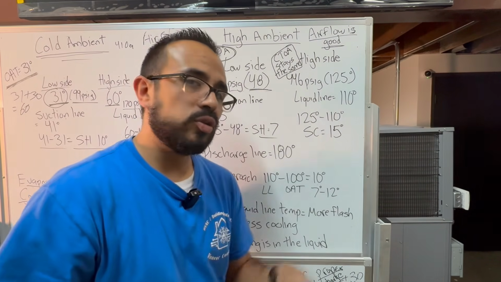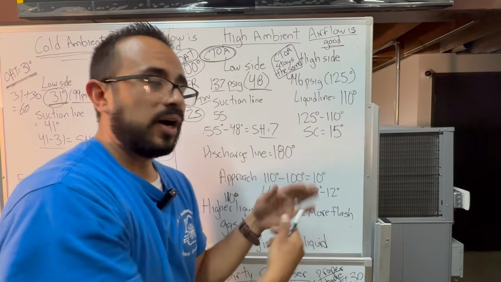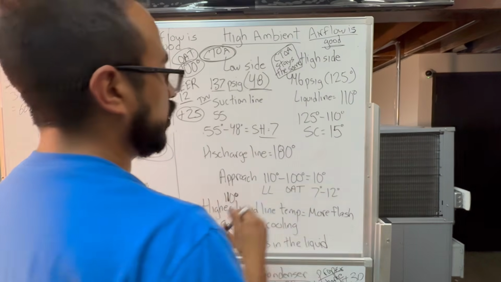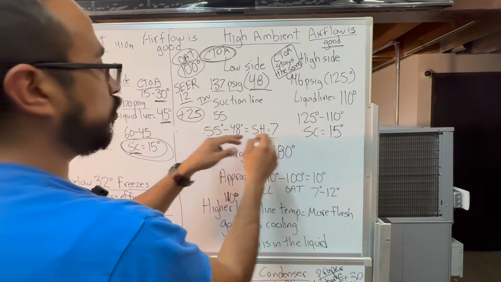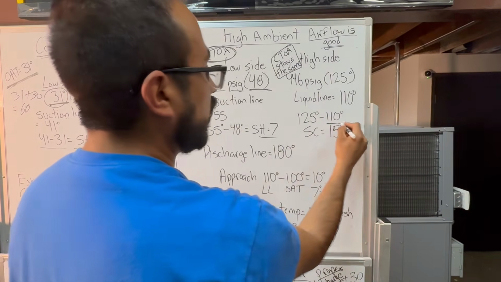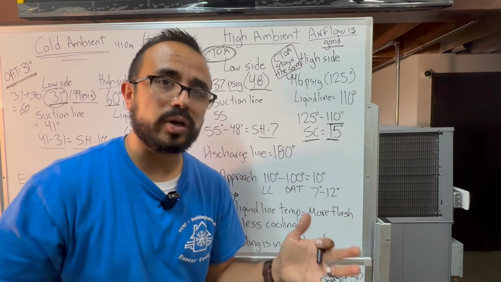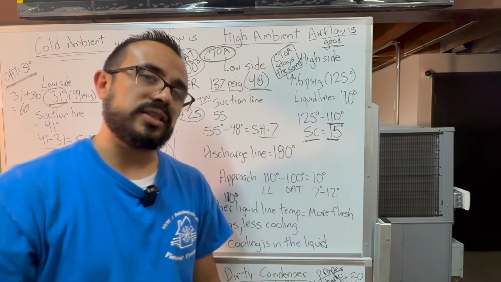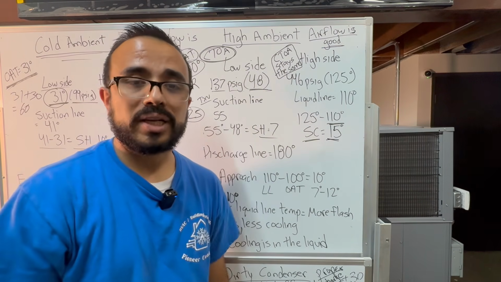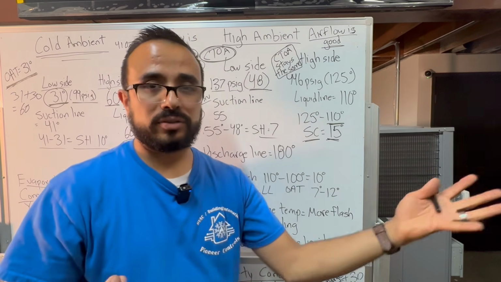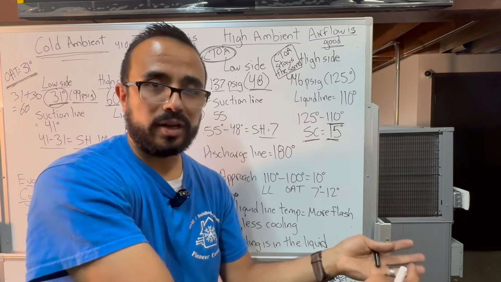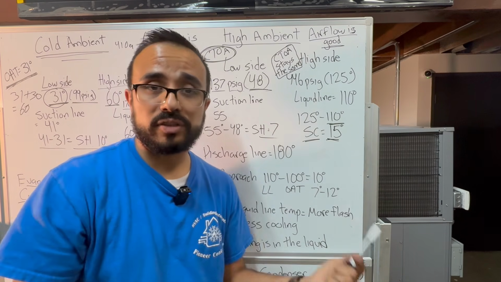So yes, you do lose efficiency when it's hot because of the following. And look at what happens here, right? So we said superheat is 7. My liquid line is 110. Subcooling is 15. So we do have subcooling, but look at my liquid line temperature. It's too high. So I'm going to have more flash gas going through the low side of the system. That is why you lose efficiency.